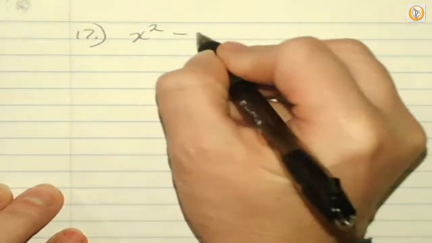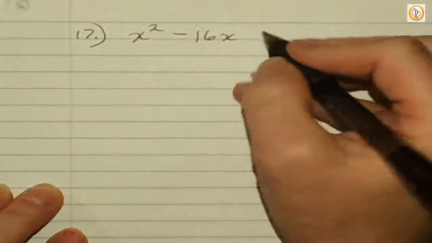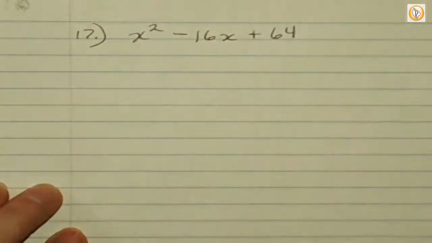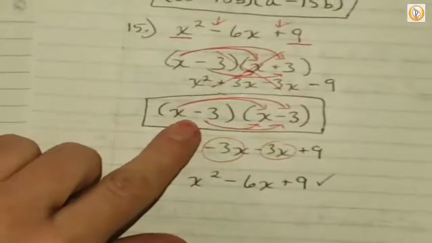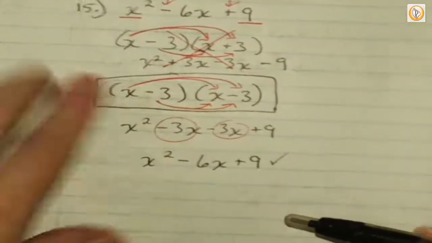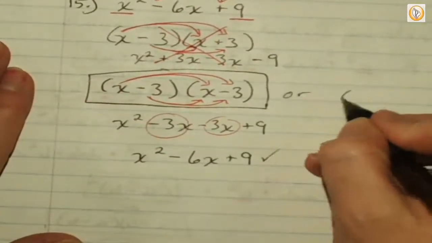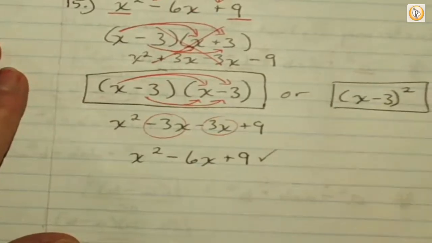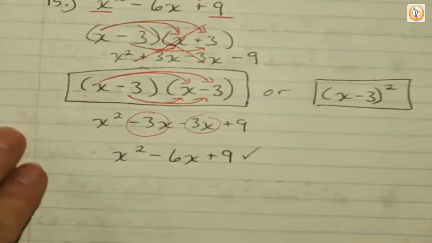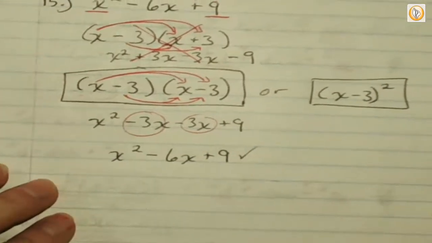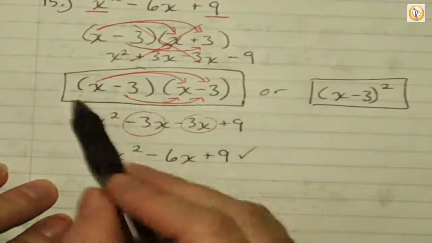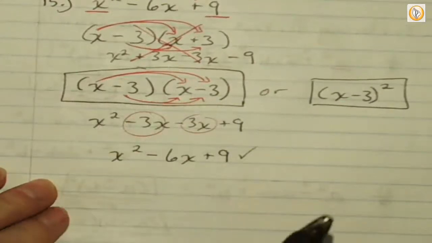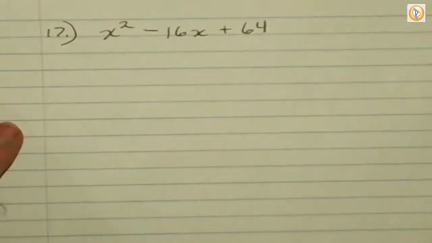All right, 17. I have an x squared minus 16x plus 64. Oh, and by the way, see how this was x minus 3 times x minus 3? You could also write it as x minus 3 squared. Either one's acceptable. I want to make sure y'all knew that. Some people are like, nope, I am not doing this. I am safe with this right here. And you're absolutely okay.